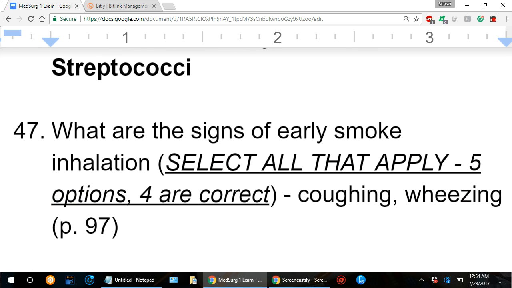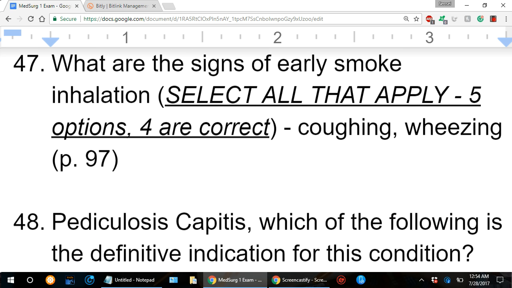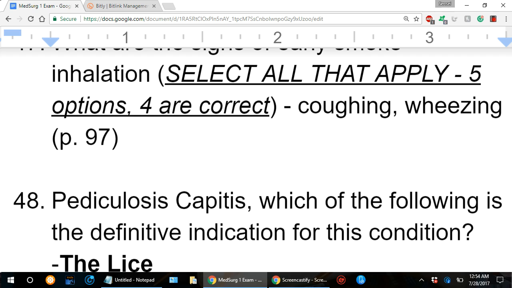What are the signs of early smoke inhalation? Coughing and wheezing will be part of them. There are five options and four are correct.